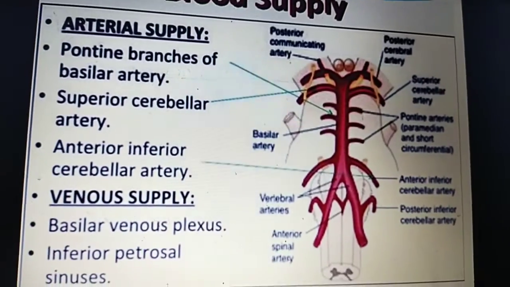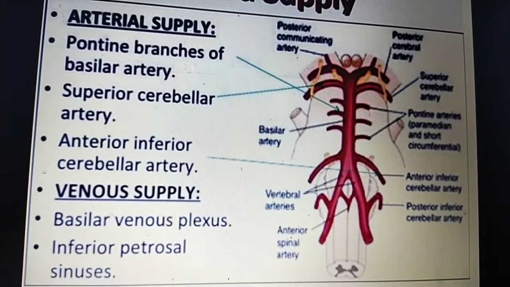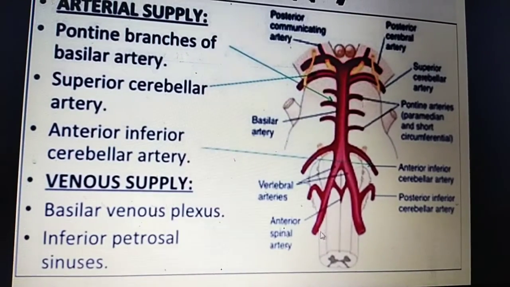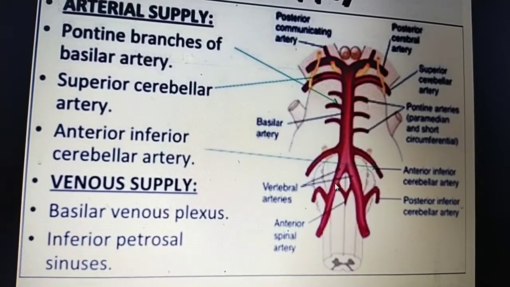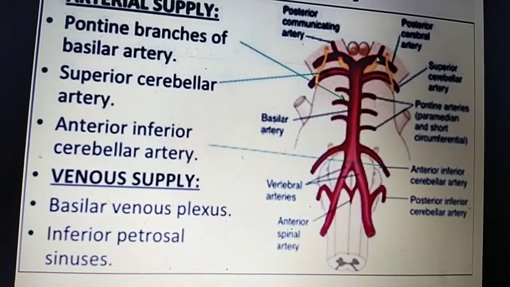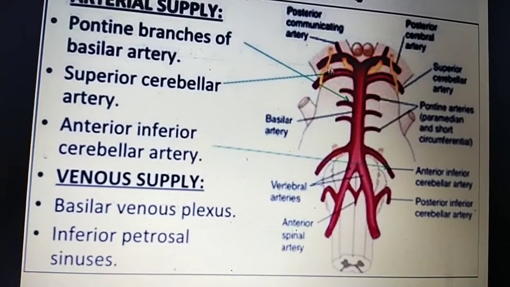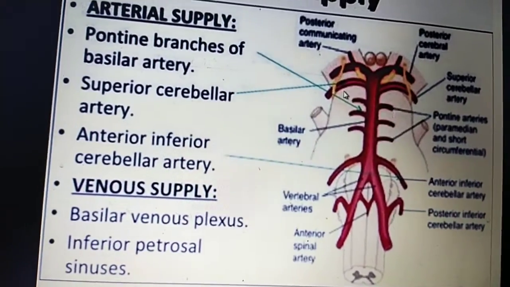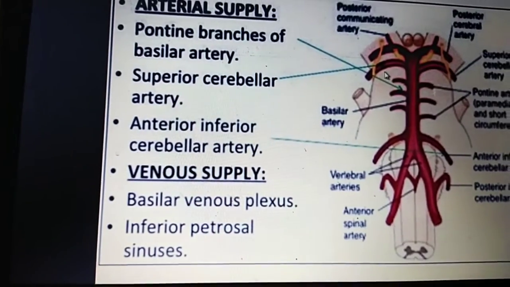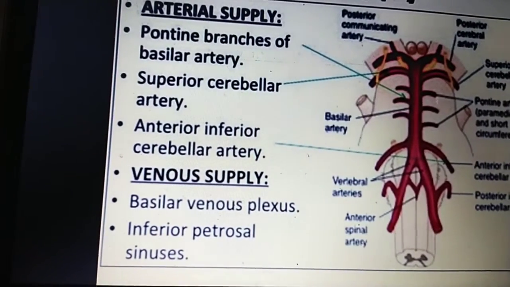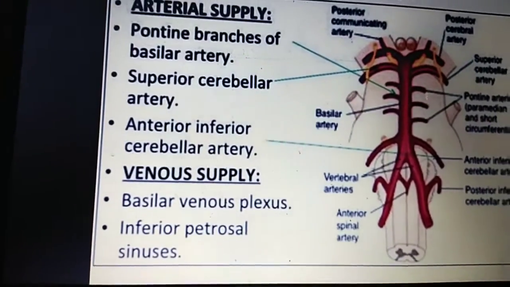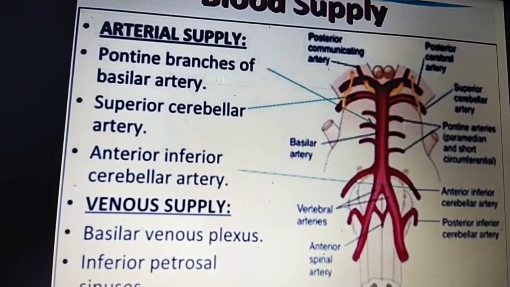Then the blood supply to the pons. The arterial supply is from the pontine branches of the basilar artery. You can see here, this is the basilar artery, and it is formed by the union of the vertebral arteries. The basilar artery further continues with the posterior cerebral artery and posterior communicating artery, and there are also the superior cerebellar artery and anterior inferior cerebellar artery. The venous supply is mainly the basilar venous plexus and inferior petrosal sinuses, which drain the blood of the pons.